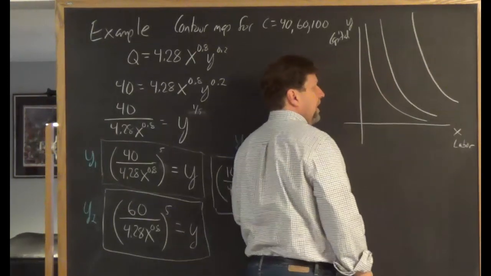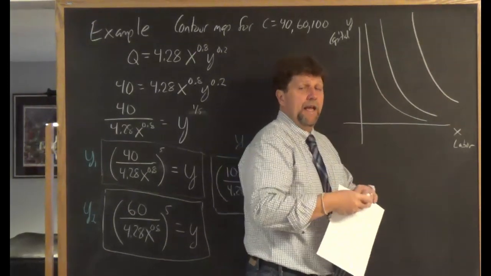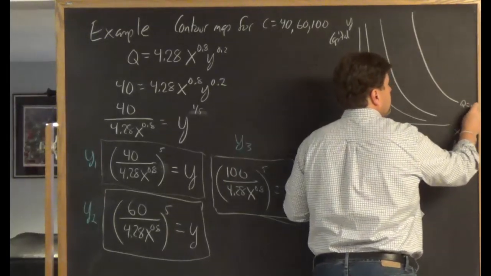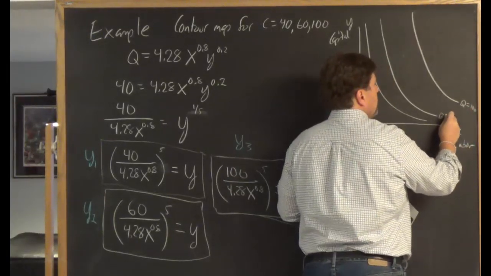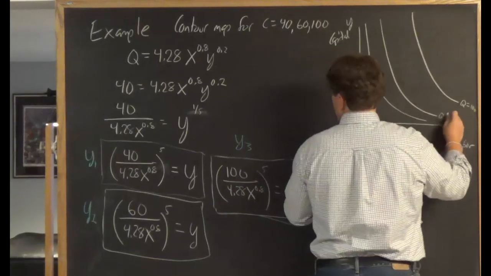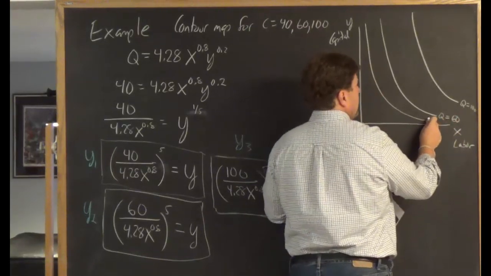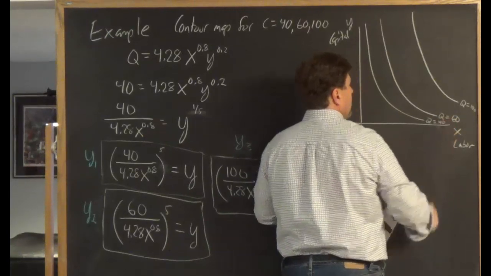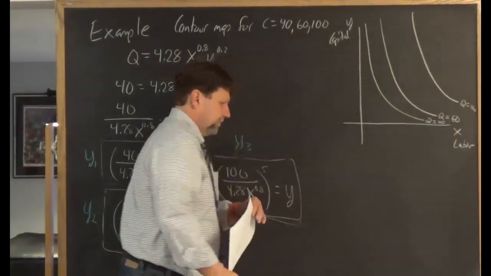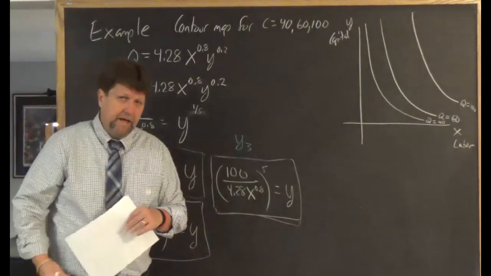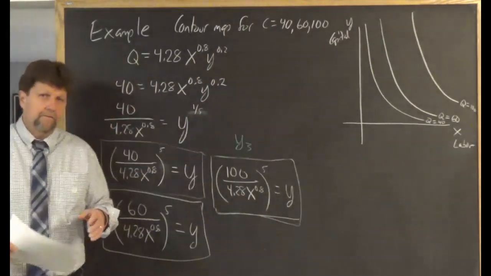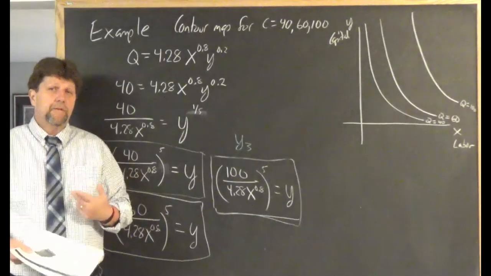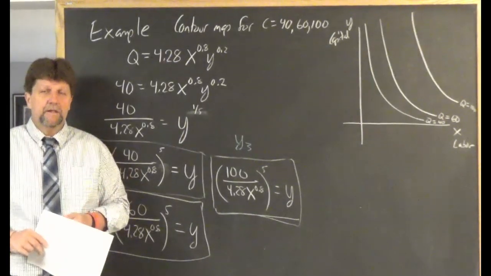graphs that look something like this, and remember you have to label these. This is Q equals 100. This is Q equals 60. And this one here is Q equals 40. So that's how you make a contour map. We're only looking at isoquants, and a contour map would be a collection of isoquants.